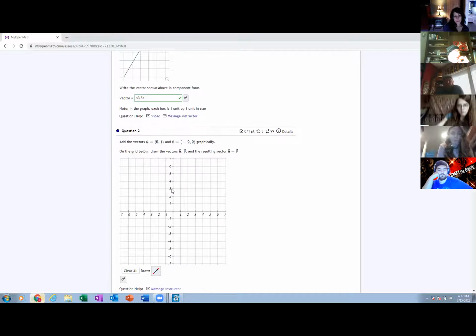So do you see how they're starting off with something a little bit easier? They're asking us to add vector U, which is 1, 0, 1, and vector V, which is -2, 2, and actually add them graphically. Let's go back and just play with that. Again, we've already done the hardest problems in this assignment. These two questions I just did are harder than anything that's in your assignment.